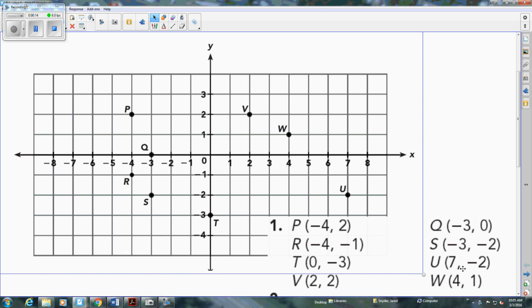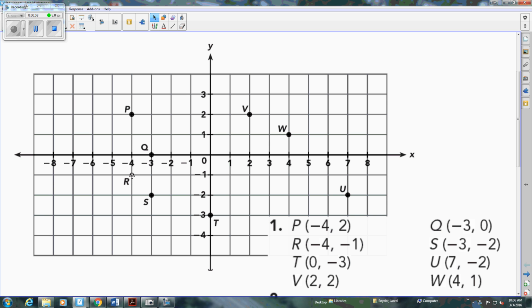You have to go through, and they did P is -4. So, remember, the first number always tells you to go left and right. The second number always tells you to go up and down. So, the P is -4. The next value is 2 up, so it's -4, 2. The R is going to be -4, so it's going to be 4 to the left.